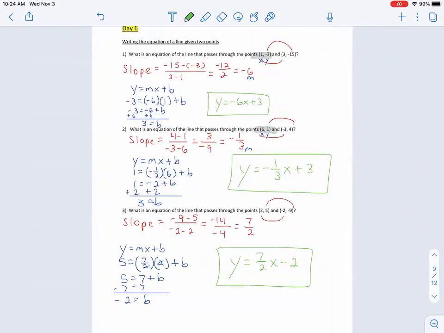So these 3 problems kind of encompass almost everything that we've done. Because you're finding the slope, you have to do the y equals mx plus b, then you write it in that y equals mx plus b form, and then you could say the slope of the last one is 7/2, and the y-intercept is -2.